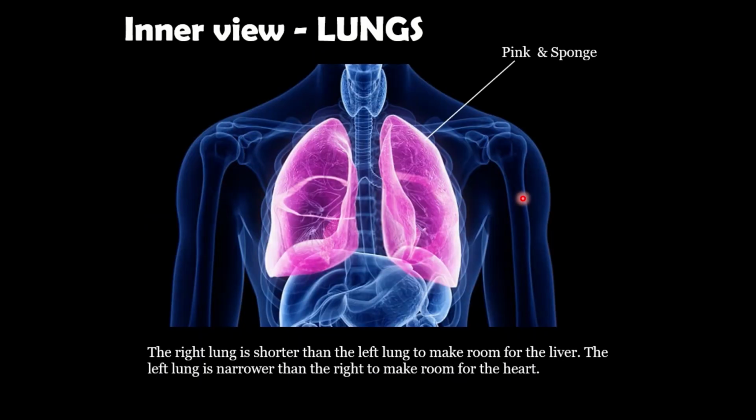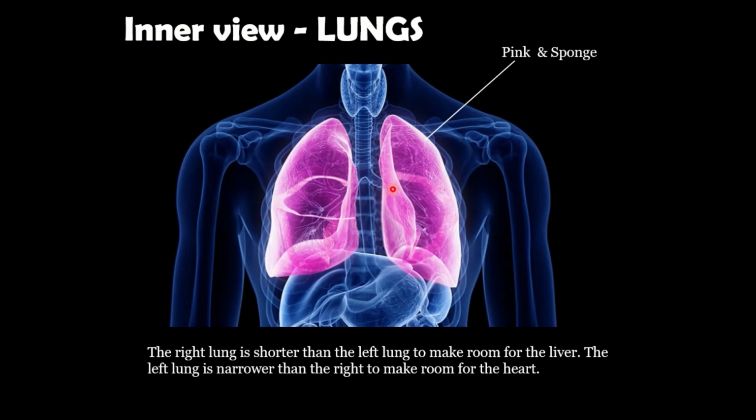A look inside the lungs. Lungs are pink and a bit squishy like a sponge. Interesting fact is that the right lung is shorter than the left lung to make room for the liver. The left lung is shorter than the right lung to make room for the heart.